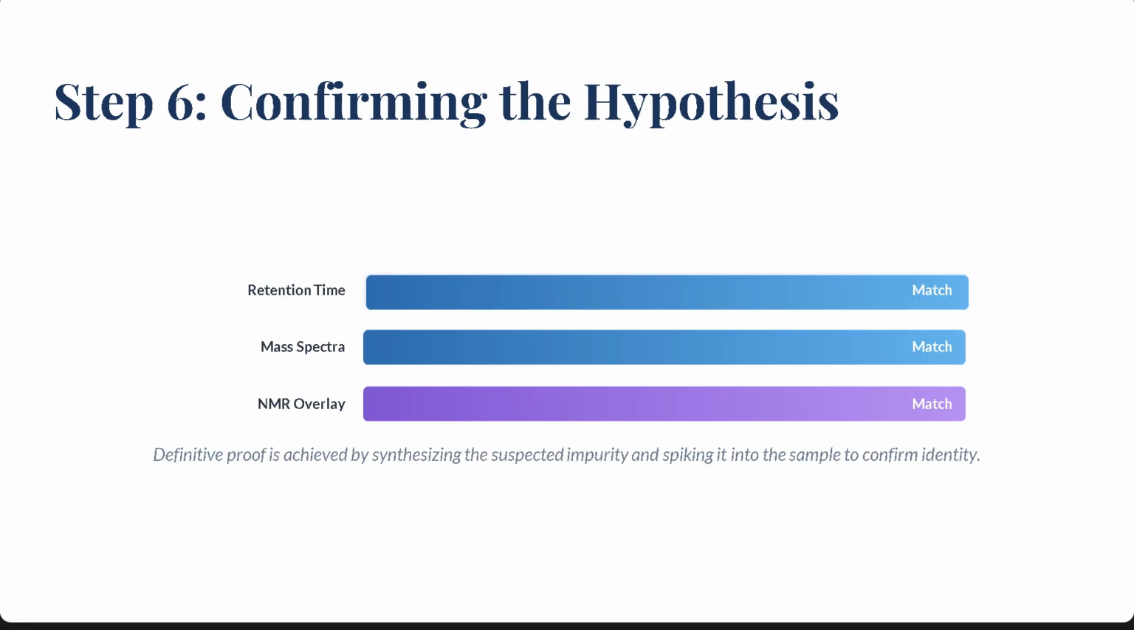Even after identifying a likely structure, scientists perform one final confirmation step. This often involves synthesizing the suspected impurity and then spiking it into the sample. If the synthetic compound shows the same HPLC retention time, the same mass spectrum, and the same NMR characteristics, the match confirms the impurity's identity. At this point, the investigation moves from hypothesis to definitive proof, which is essential for regulatory documentation.